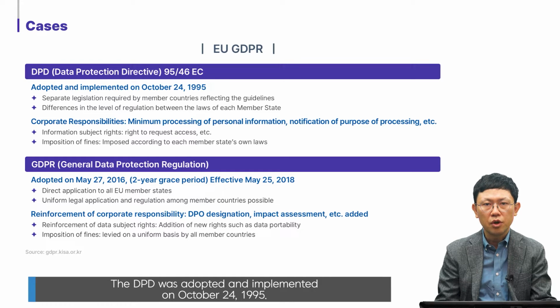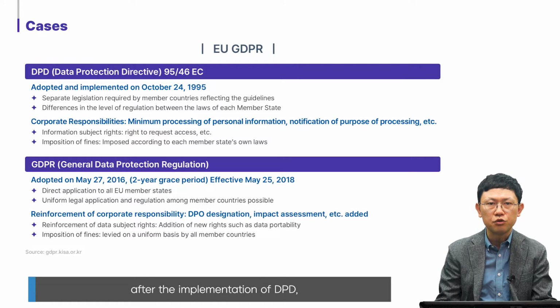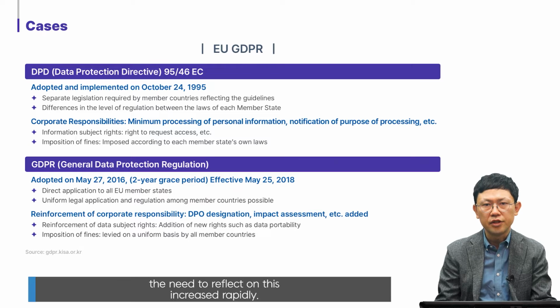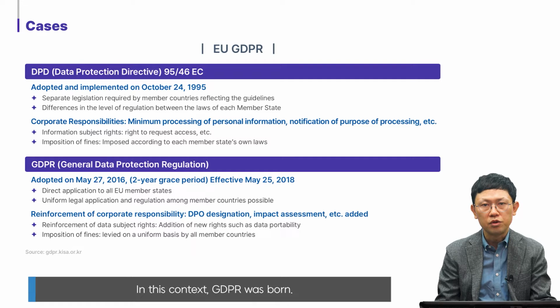The DPD was adopted and implemented on October 24, 1995. It does not apply directly to EU member states as GDPR does. Individual member states must enact separate legislation based on the DPD. Therefore, there is a difference in the level of regulation between the laws of each member state. With the rapid advent of the Internet environment after the implementation of DPD, the need to reflect this increased rapidly. In this context, GDPR was born.